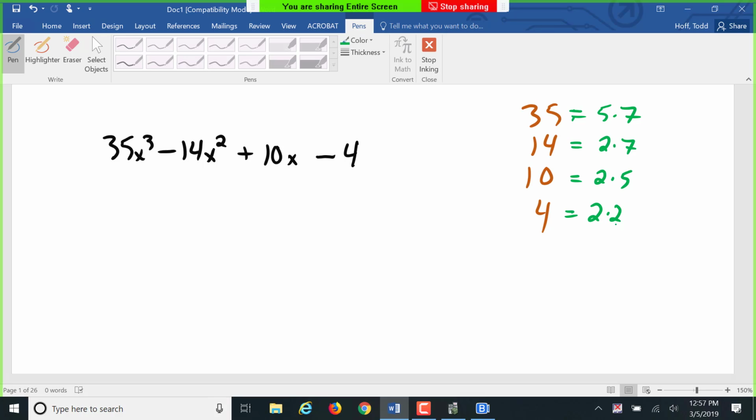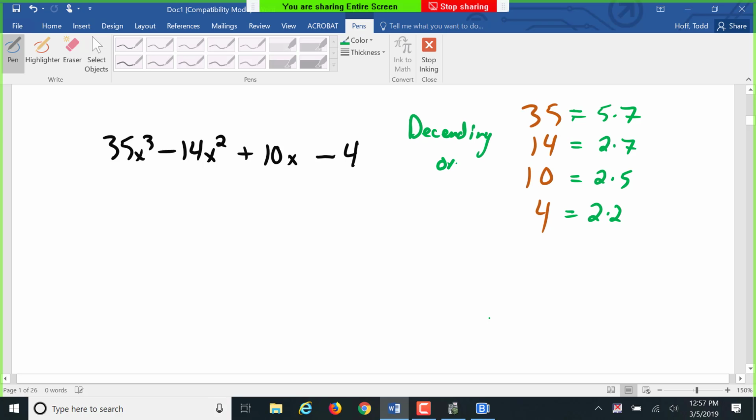How about the variable? No, this term has no variable in it. So the variable cannot be a greatest common factor for all of them. In this case, what we would do is make sure they are in descending order, which they are. Remember, descending order means we go from the powers of largest to smallest.